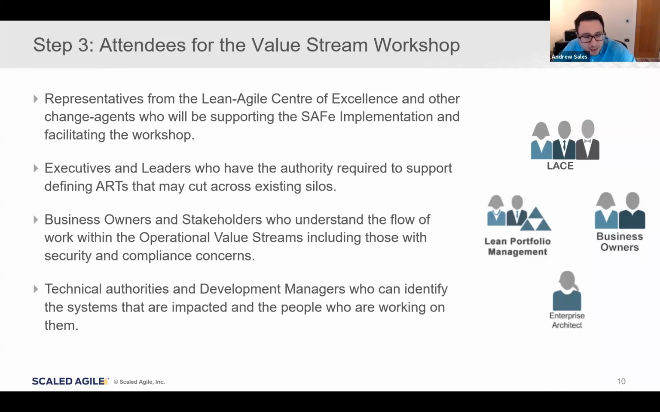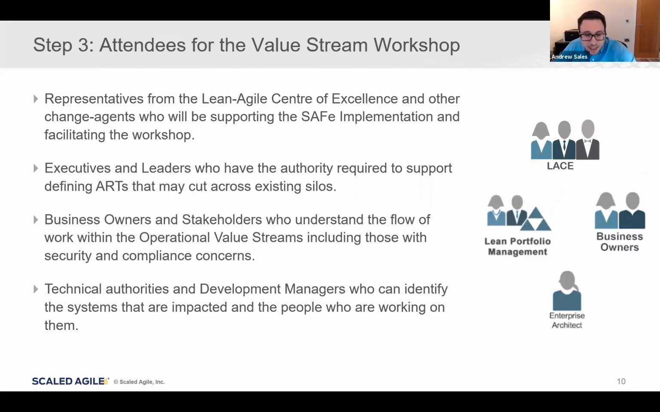I'll talk later about how many facilitators is a good number, but typically I like one facilitator with each of the groups that we break out into when we start organizing groups around our operational value streams within the workshop. Executives and leaders, of course, those who have authority to support defining the Agile release trains that may be cutting across our existing silos. We want business owners and stakeholders who understand the flow of work within the operational side of the business. And then, of course, we need our technical authorities and our development managers who can identify the systems that are impacted and the people who develop those systems.